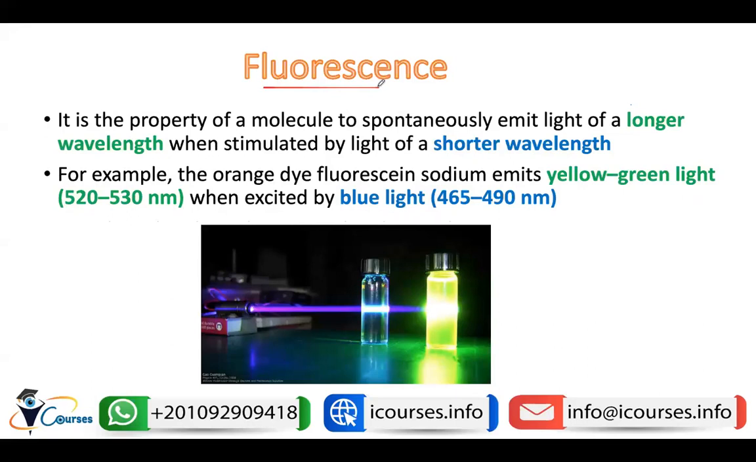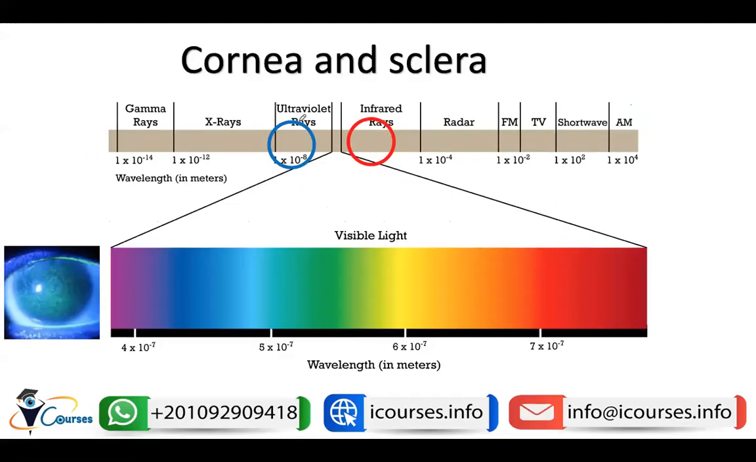A fluorescent substance will normally emit a longer wavelength when stimulated by a shorter wavelength. So we stimulate with a shorter wavelength, for example blue light, and it emits a longer wavelength, for example yellow-green light. The cornea and the sclera will normally absorb the ultraviolet rays B and C, not A and B. The absorption of these ultraviolet rays results in a phenomenon called photokeratitis or photophthalmia, which occurs in welders due to exposure to ultraviolet rays.